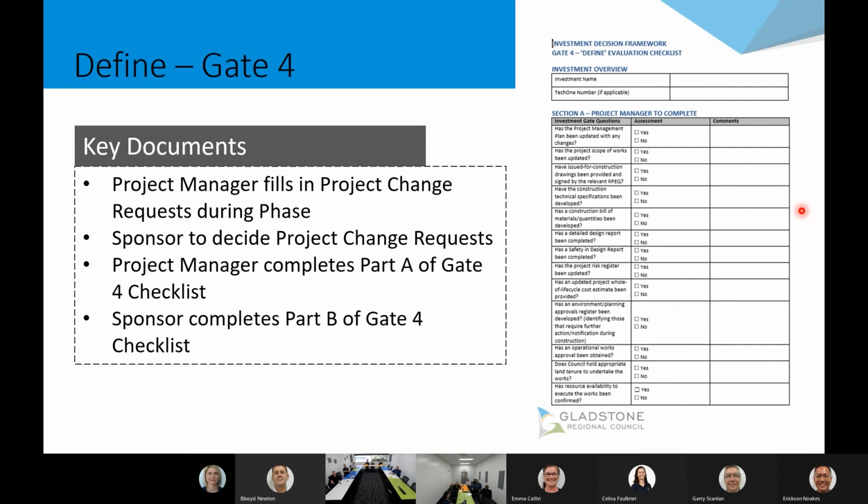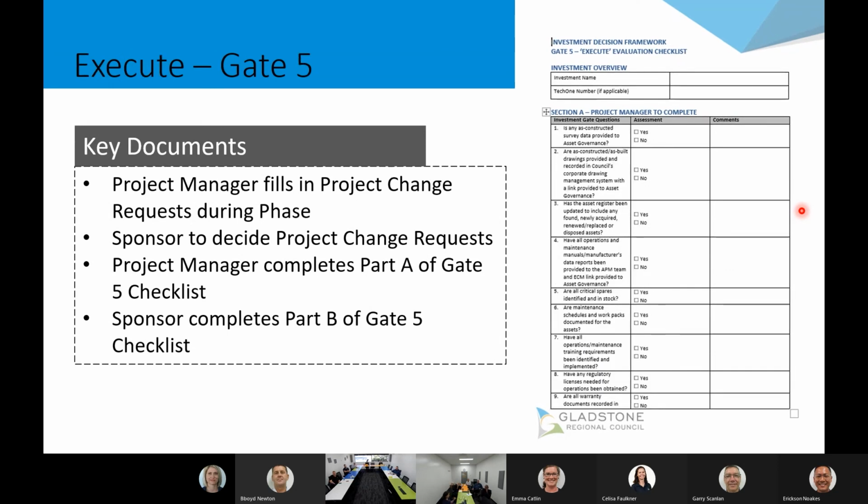Okay, so gate 4 or define phase. So we've got our concept, we've gone into define, and we're about doing the detail, might be a detailed design. It's also about doing our execution planning under the project management framework. Again, exactly the same as what I just talked about in terms of that process and key documents. So you'll have change requests during the phase that the sponsor will assess. And then you'll have a gate 4 checklist that the project manager fills out part A and the sponsor fills part B.